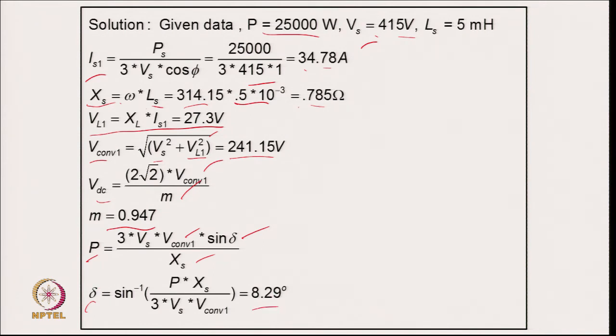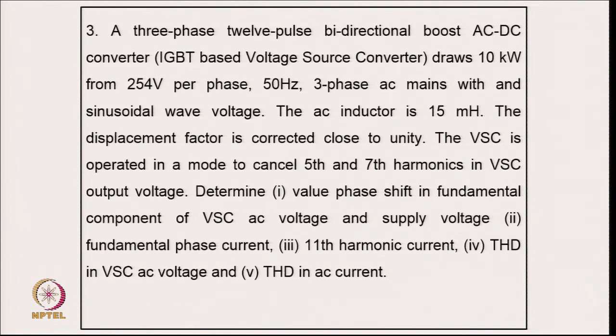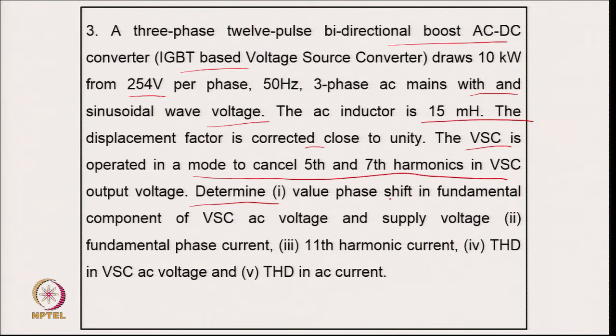Still the stability is quite good, but this angle is quite low compared to a power system. Now, coming to the third numerical problem: a 3-phase 12 pulse bidirectional boost converter, IGBT based voltage converter, draws 10 kilowatt from 250 volt per phase, 50 hertz, 3 phase AC mains with sinusoidal voltage, and the AC inductor is 15 millihenry, and displacement factor is close to unity. The VSC is operated in a mode to cancel 5th and 7th harmonics in output voltage. Determine the phase shift of the fundamental component of the voltage source converter AC voltage and supply voltage, the fundamental phase current, 11th harmonic current, total harmonics in AC voltage, and THD of the AC voltage.